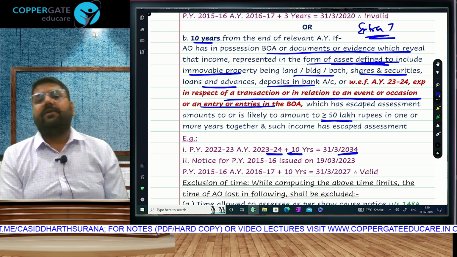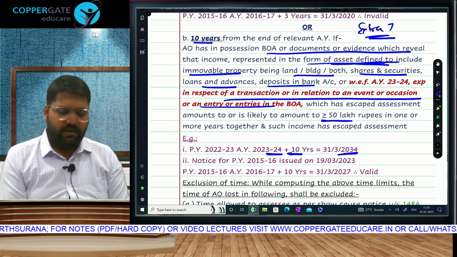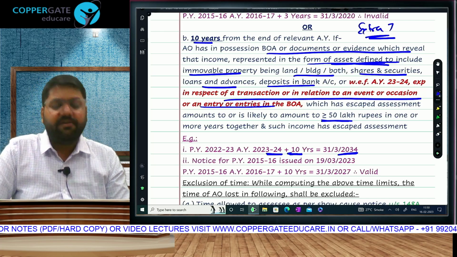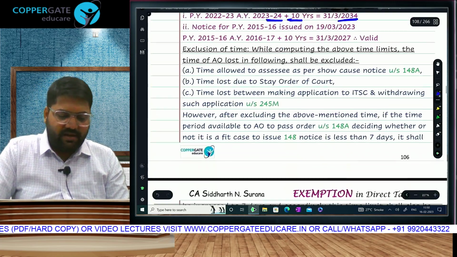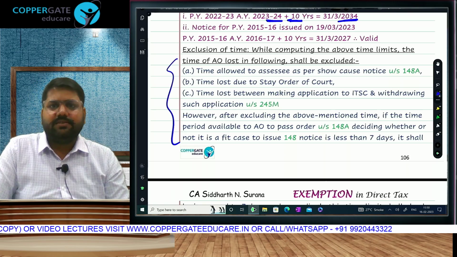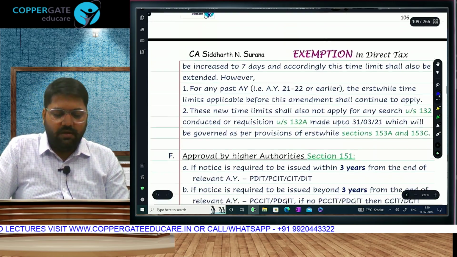And plus there is an amendment in respect of transaction relating to any event or occasion or entry in books of accounts. In such cases, we will not apply 3 years. We will apply 10 years, extra 7. And of course, just like section 153, time limit to pass order, in certain cases the time limit is going to be excluded. You can say this much extra time is going to be given.